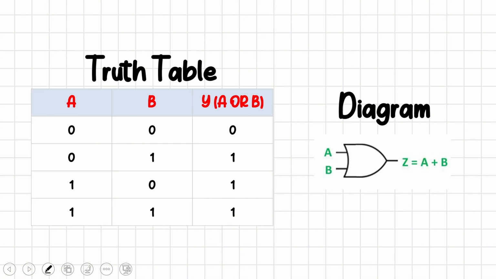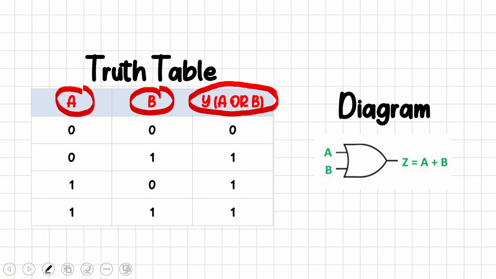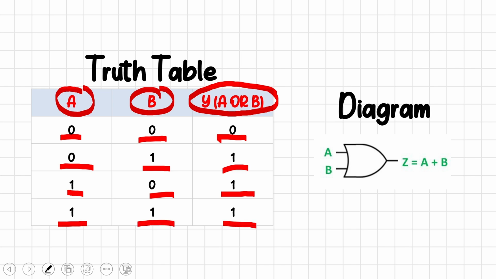So we can see the truth table right here. In the truth table you can see that there are two inputs A and B, and there is one output, that is Y. For the two inputs, if we give 0 and 0 as input, we get 0 as output. If we give 0 and 1 as input, we get 1 as output. 1 and 0 as input, 1 as output, and 1 and 1 as input, 1 as output.